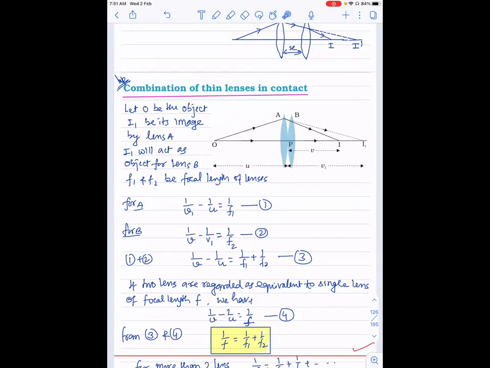In contact, lenses should be in contact. If they are not in contact, this formula will not be used. Then we can use 1 by 1.